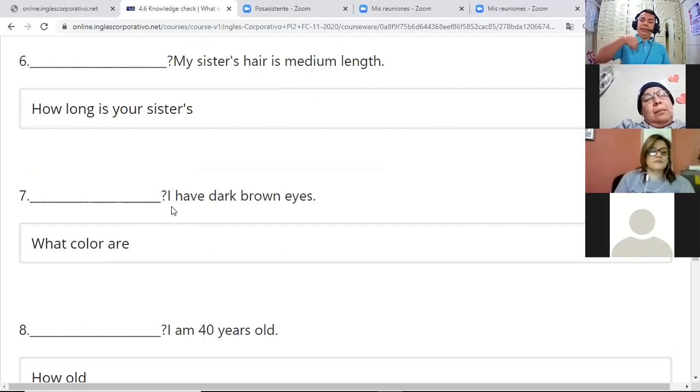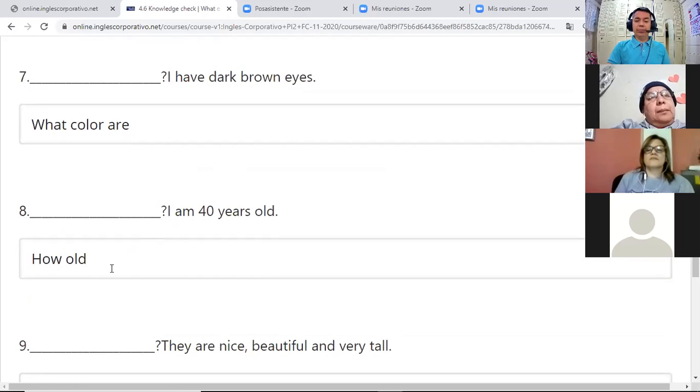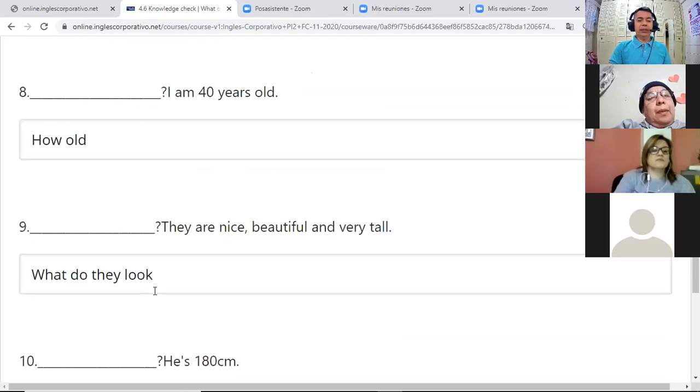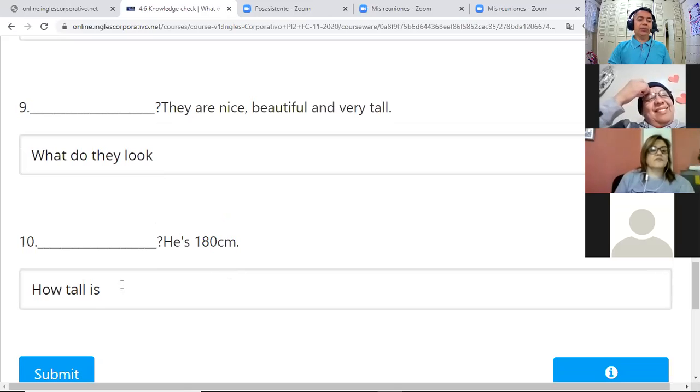And number seven, what color are? And then you say I, right? So you're talking about, and then you say I, right? Number eight, how old? And you answer I, so you know the question, right? Number nine, what do they look like? Okay. And number 10, that actually is, you know, right? Okay, Hilda, do you understand? Yes, teacher. Thank you. All the questions? No, the problem is the question mark. Question mark. Right? Yes. Okay.